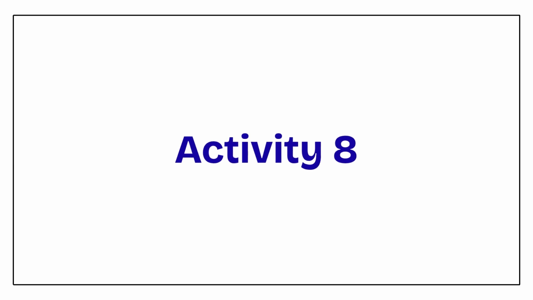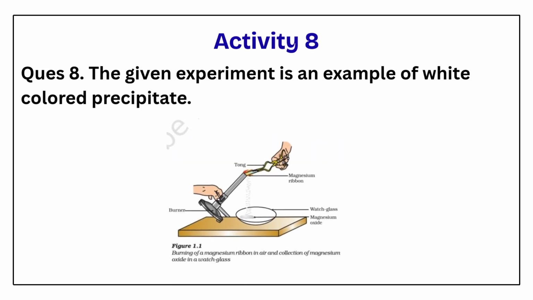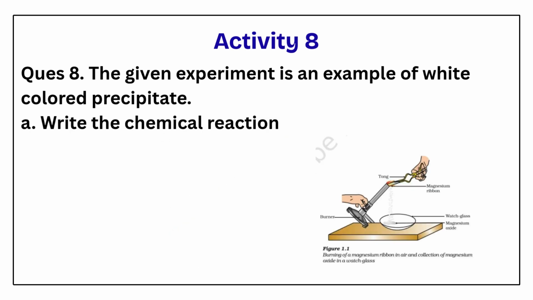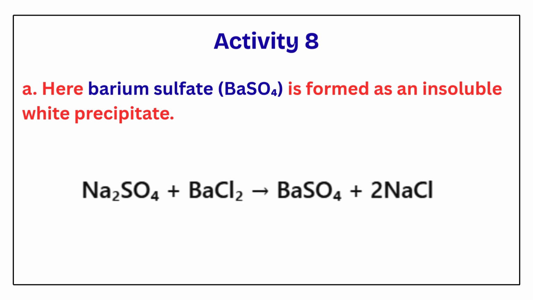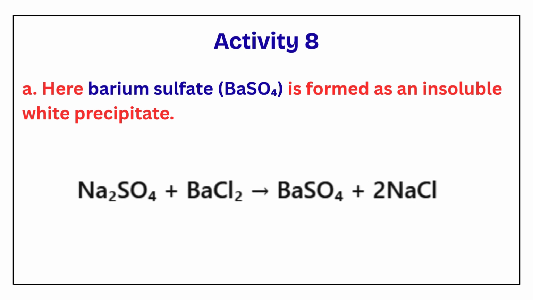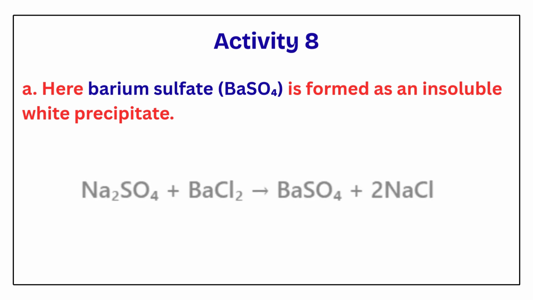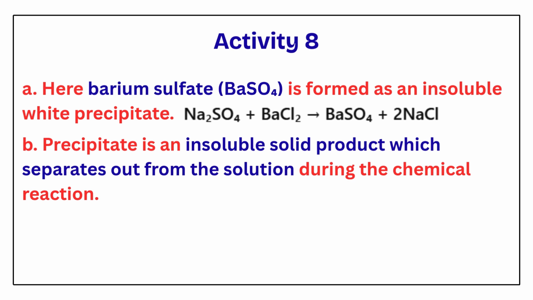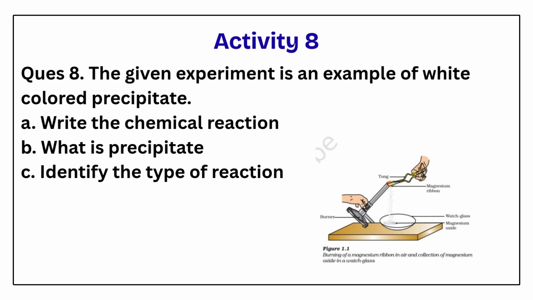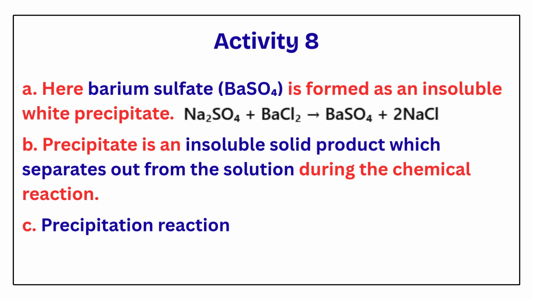The next activity. The given experiment shows the formation of a white colored precipitate. Write the chemical reaction. So wherever you find this kind of question, it is barium sulfate which is the white precipitate formed. And it is formed when Na2SO4 reacts with barium chloride to form BaSO4 and NaCl. Now you must know what a precipitate is. A precipitate is an insoluble solid product which separates out from the solution during the chemical reaction. And such a reaction in which the precipitate is formed is called a precipitation reaction.